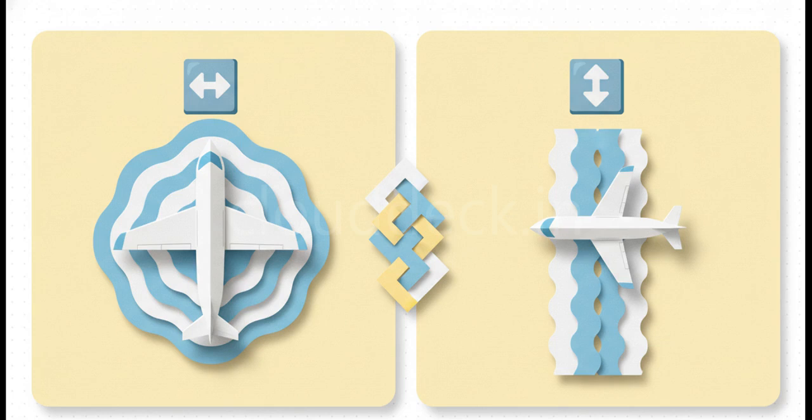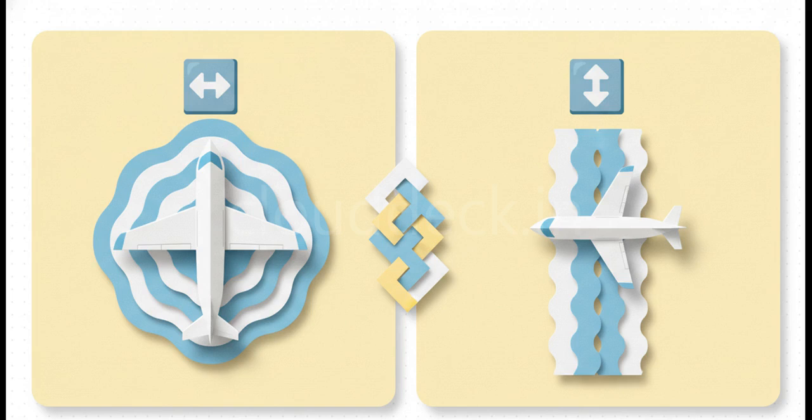The localizer, which handles your lateral left-to-right guidance, operates in the very high frequency, or VHF band. That's strictly between 108.10 and 111.95 MHz, and it intentionally uses odd tenths to avoid any VOR interference. Then you've got the glide slope for your vertical up and down guidance, sitting in the ultra-high frequency, or UHF band, between 329.15 and 335.00 MHz.